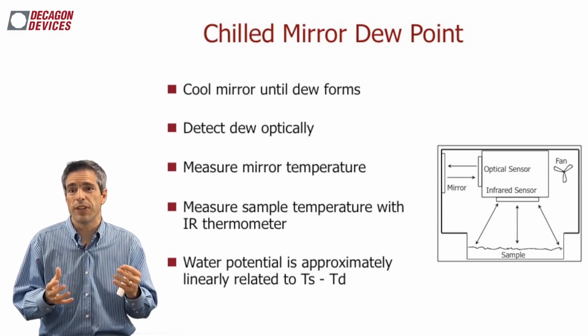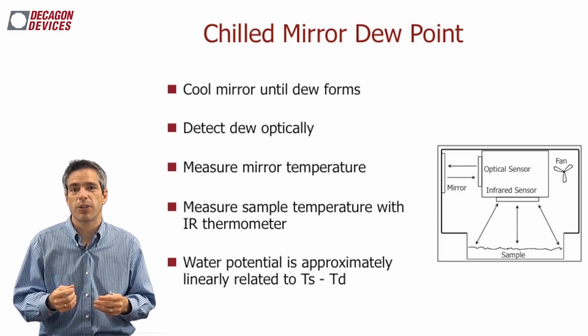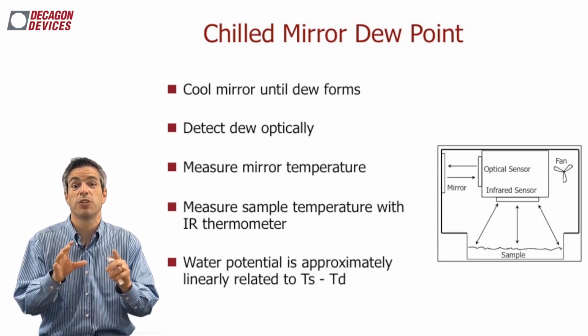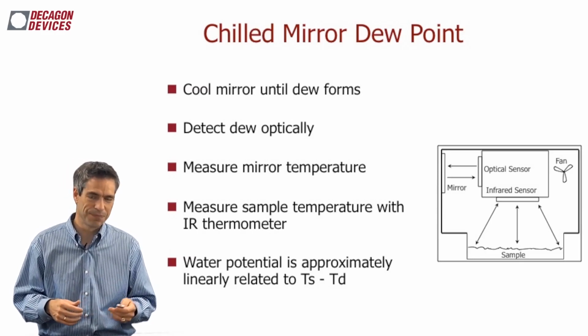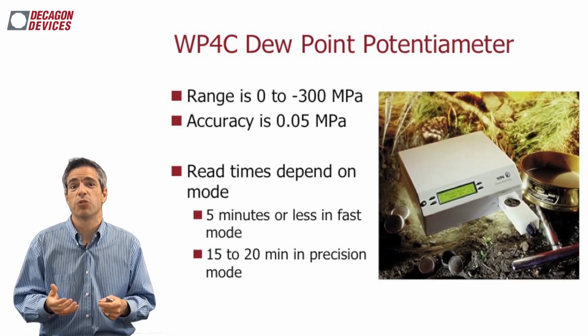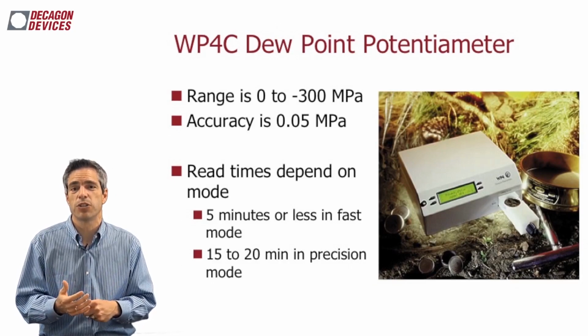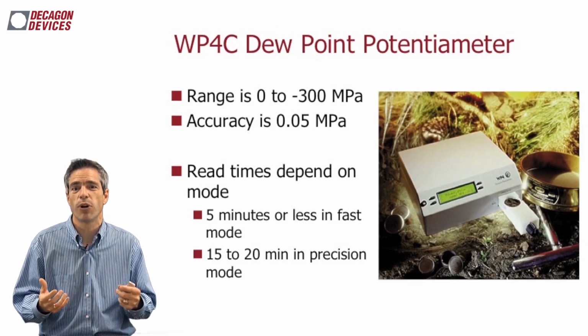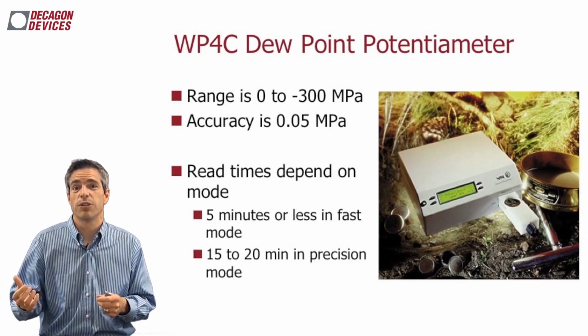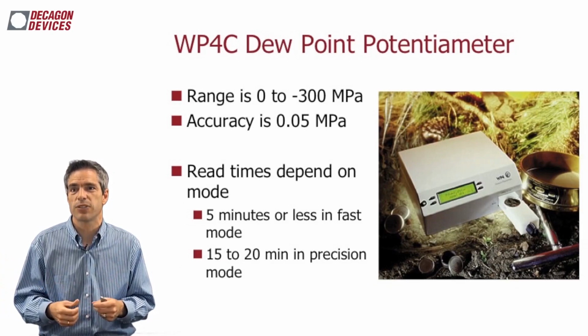But even with its ability, as we'll talk about a little later, the accuracy is still limited to only some in the plant usable range. But we'll get to that, don't worry. Now, the instrument out there, really there's only one available to make this kind of measurement. It's a chilled mirror dew point hygrometer, or potentiometer. Range is about 0 to negative 300 megapascals.